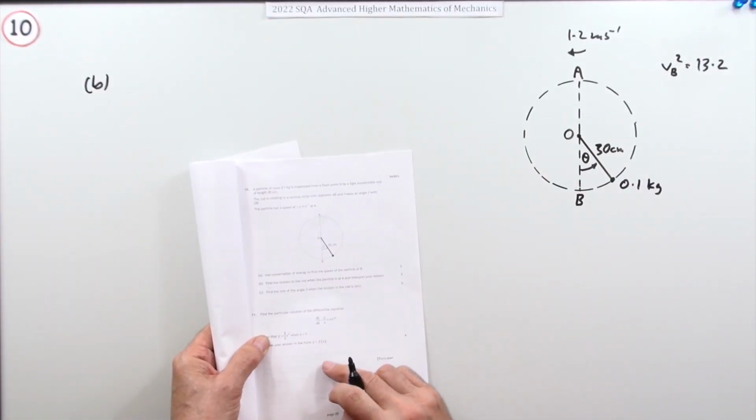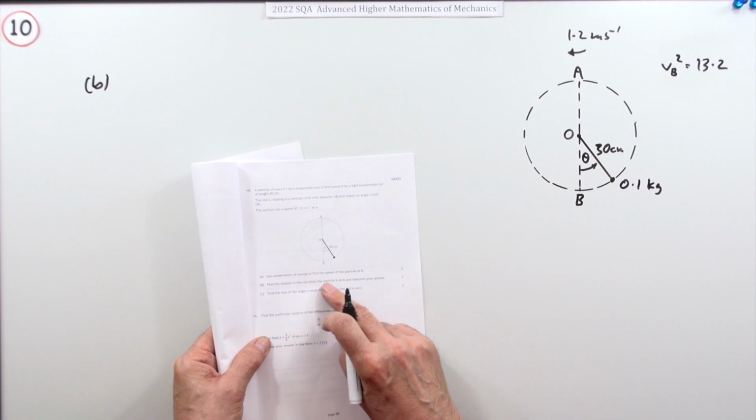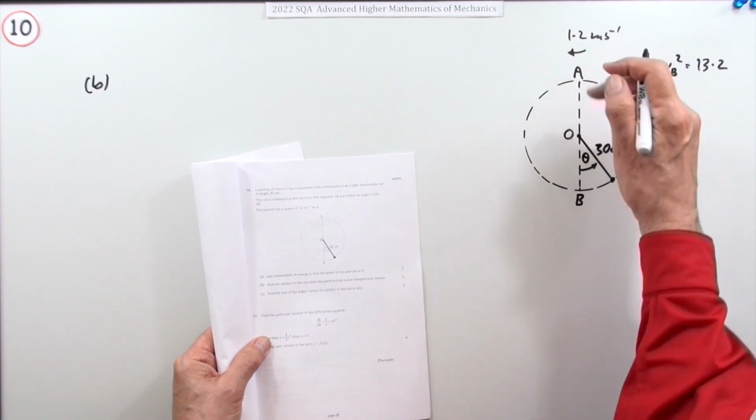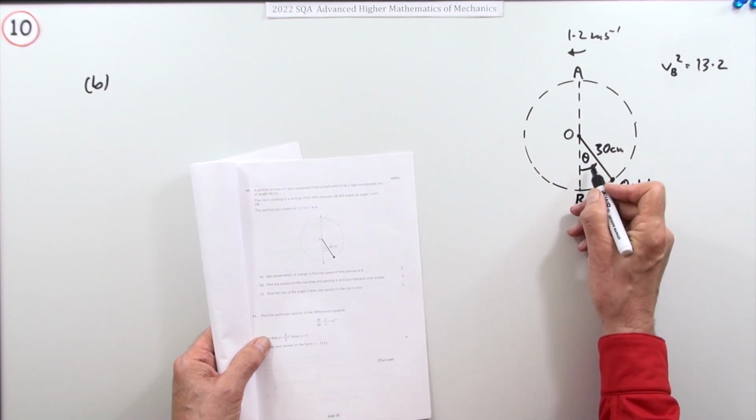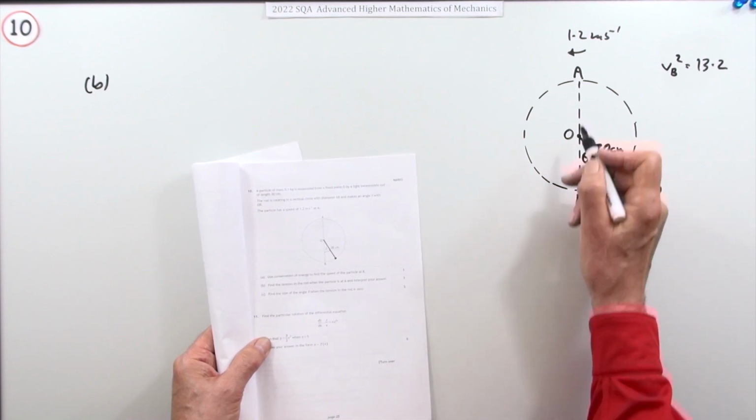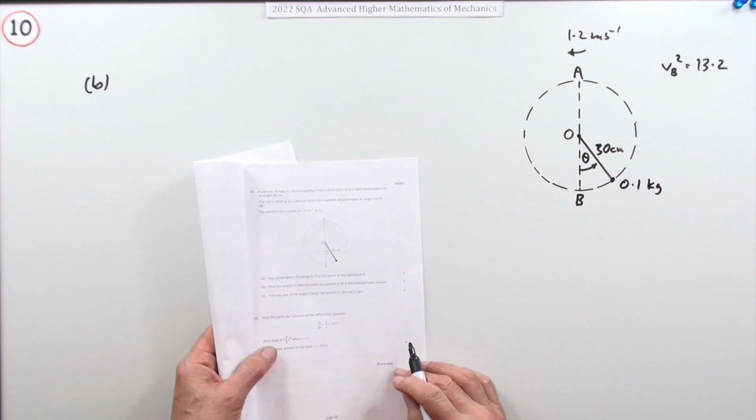Part B, for 3 marks. Find the tension in the rod when the particle's at A and interpret your answer. Now, in the marking scheme, they've started using the angle theta, but you don't need that yet because you're still just in this straight vertical line here.